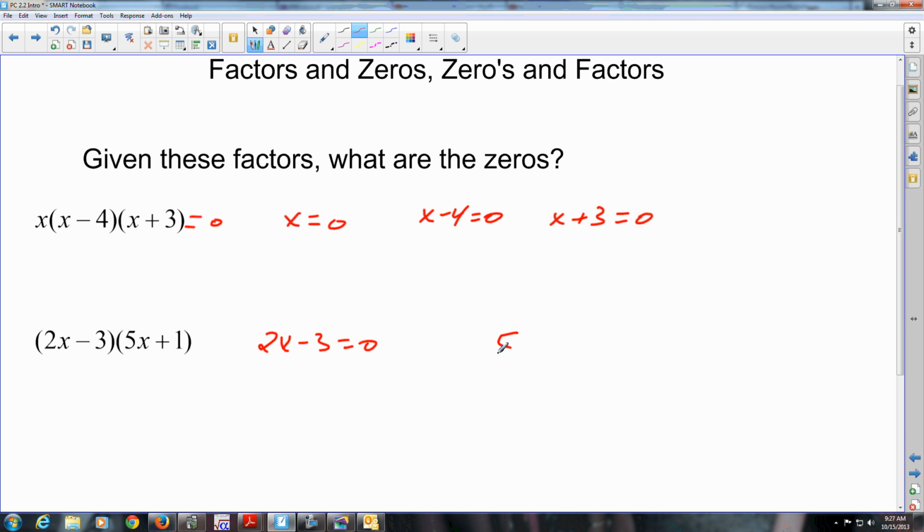I hope so. 5x plus 1 is equal to 0. Now you solve them. So x is equal to negative 1/5. x is equal to 3 halves. And likewise up above. Okay?